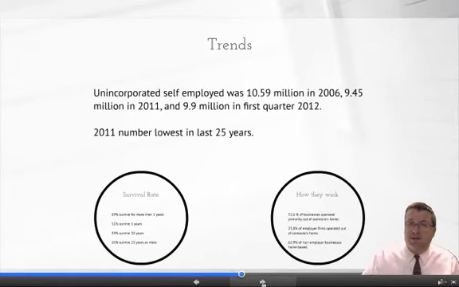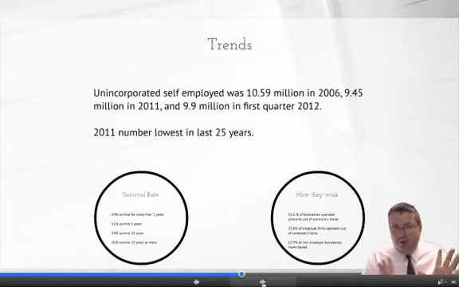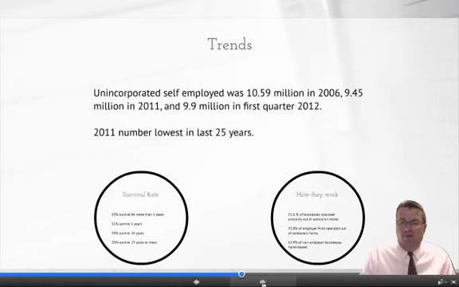We look at different trends. Unincorporated self-employed was 10.5 million in 2006. In 2011, it had dropped to 9.45 million. That number was the lowest in the last 25 years. Now, in the first quarter of 2012, so really just one quarter later, they have seen a jump from 9.45 million to 9.9 million. So it went down, and now we're trending back up, with more people getting into the ownership of small businesses.